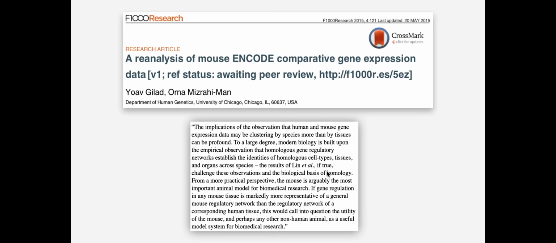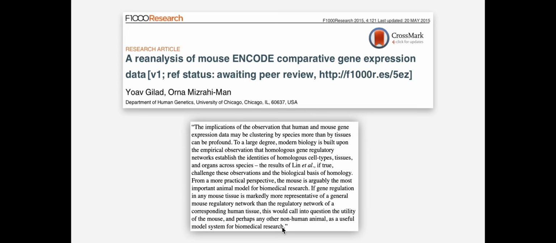I'm paraphrasing here. If the results of that PNAS paper are true, this challenges these observations and the biological basis of homology. And from a more practical perspective, how do we think about mice as a model then, if they really are so distinct transcriptionally from human? And so, this would call into question the utility of the mouse and perhaps other non-human animals as a useful model system for biomedical research.